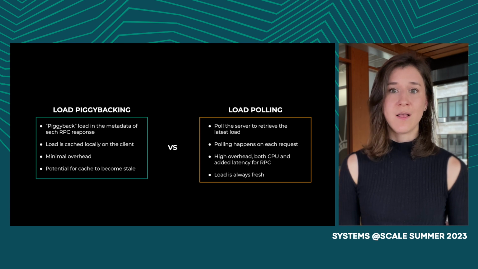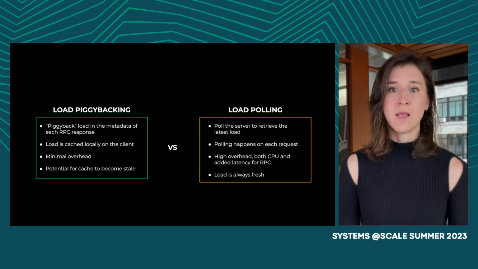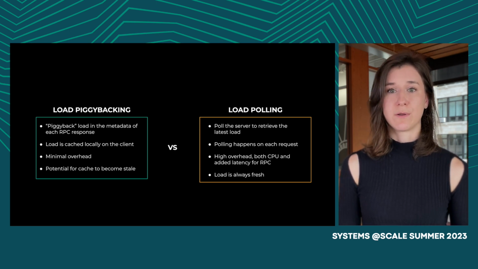And this works well as long as the cache can stay relatively fresh, which means that we need to be receiving responses from the server pretty often. However, there is the potential for this cache to become stale if we're not receiving responses from a given host frequently enough. So there are pros and cons to both load balancing algorithms. And historically, ServiceRouter required that service owners manually choose between one or the other based on their unique service profile, comparing the QPS and latency profile of their service.